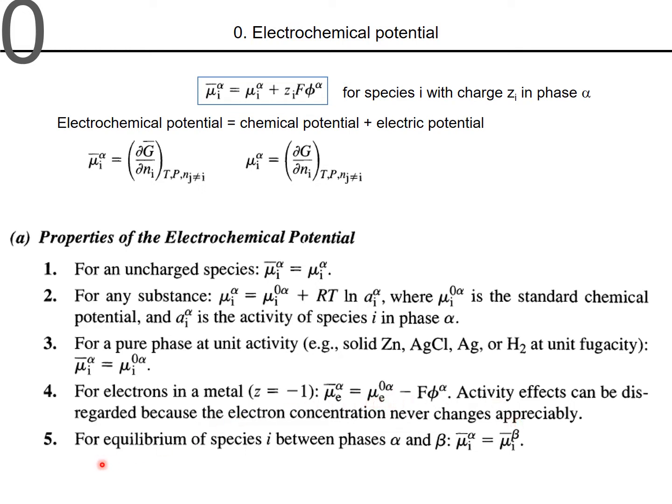The fifth rule is a very important thing. For equilibrium of species i between phases alpha and beta, the electrochemical potential of species i in alpha is equal to the electrochemical potential of species i in the beta phase.